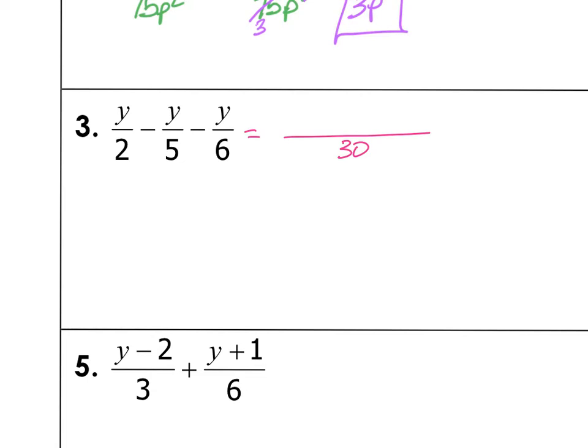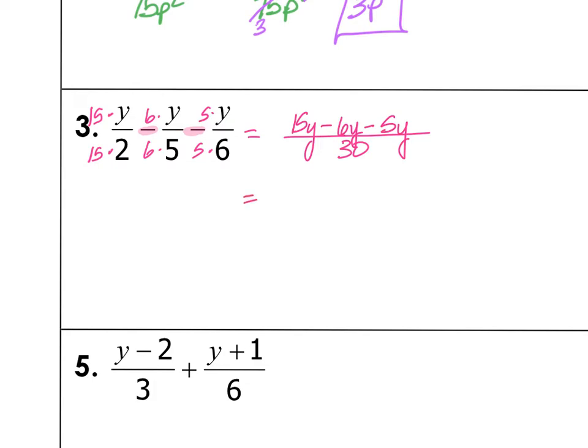What do I multiply 2 by to get 30? 15. So times 15. What do I multiply 5 by to get 30? Well, 6. And what do I multiply 6 by to get 30? Well, 5. And I did forget to say, look, these are all subtraction problems. So 15 times y is 15y. 6 times y is 6y. And 5 times y is 5y. And I'm subtracting all that.